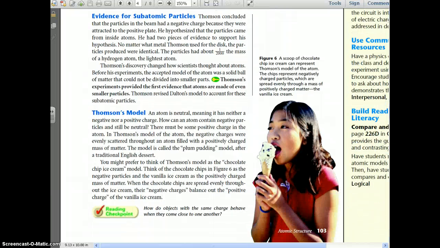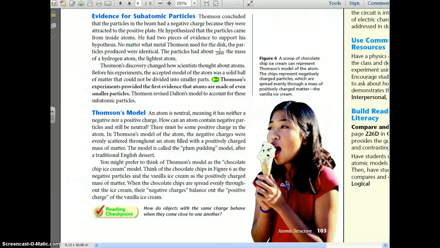Thomson's model. An atom is neutral, meaning it has neither a negative nor a positive charge. How can an atom contain negative particles and still be neutral? There must be some positive charge in the atom. In Thomson's model of the atom, the negative charges were evenly scattered throughout an atom filled with a positively charged mass of matter. The model is called the plum pudding model, after a traditional English dessert.